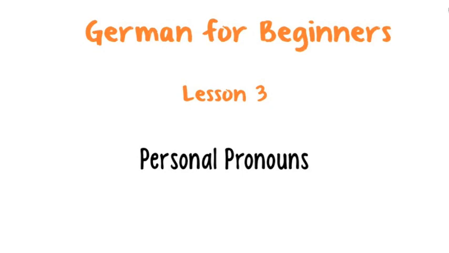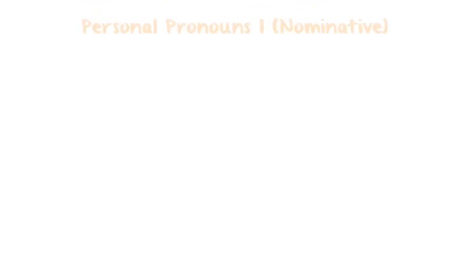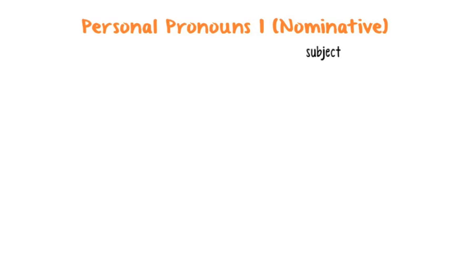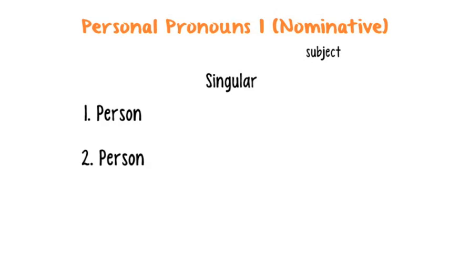Just like in English, personal pronouns in German are used to substitute nouns once they have already been mentioned. Let's start with the first case, which is the nominative case. In the nominative case, the pronouns are the subject of the sentence. Let's start with the singular form in the first and second person.